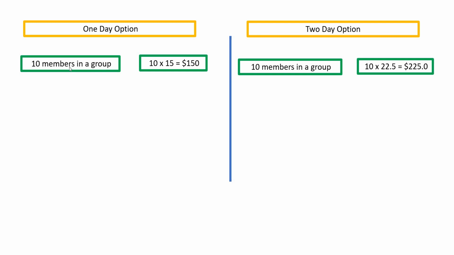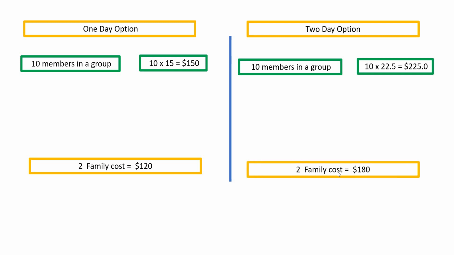Same way, 10 members in a group. It means 10 times 15, that is 150. For 2 days, 10 members in a group, 10 times 22.5, that is $225. But if you take two family tickets, that is $120. And two family cost is $180 for 2 days.